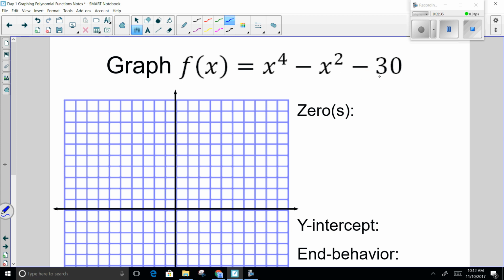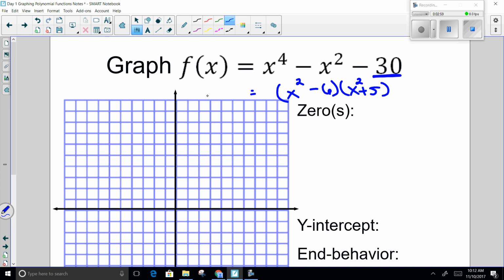This is a trinomial, so I'm going to look at the factors of negative 30 that add up to negative 1, which would be negative 6 and positive 5. Now, we have an x minus 6 and x plus 5, but notice this is x to the fourth, so we would need to break this up as x squared and x squared. Okay? So then what we do is we want to find the zeros.